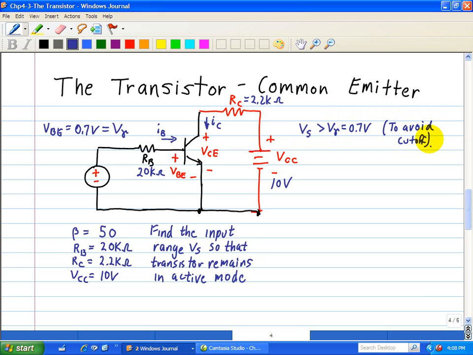Now, to avoid saturation, the collector current must be less than the available short circuit current. That is, ISC is equal to VCC divided by the collector resistor RC. Substituting the values of 10 volts over 2.2 kilo ohms yields 4.545 milliamps.